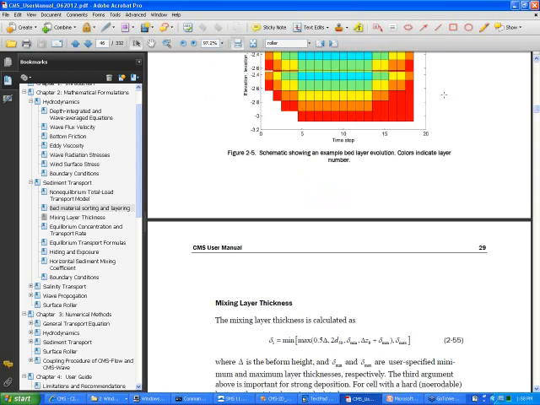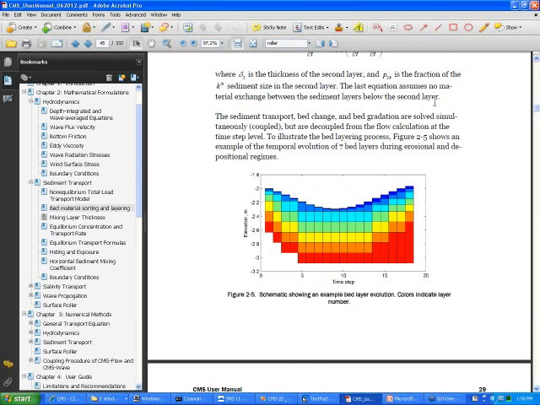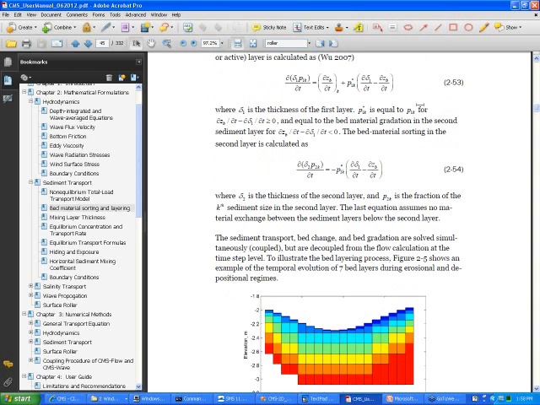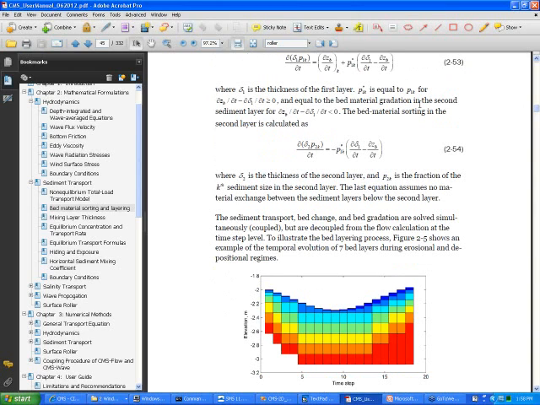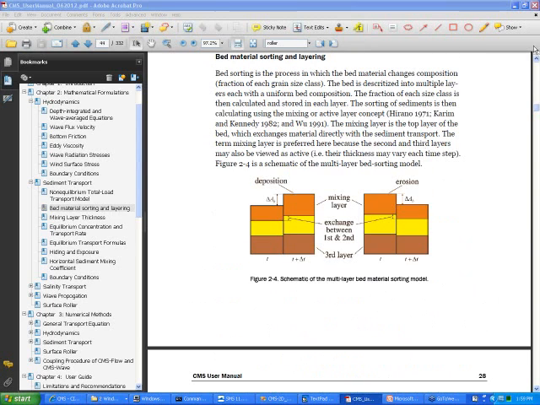Is this clear to everybody how the model uses size classes and the concept of the bed sorting and gradation in the model? I find that some people have a hard time understanding this. They don't understand why the size classes are constant for the whole domain. Now's the time to ask about this before we move on. All right.